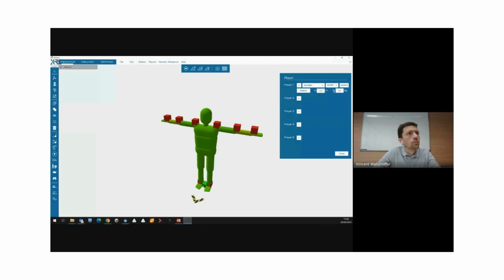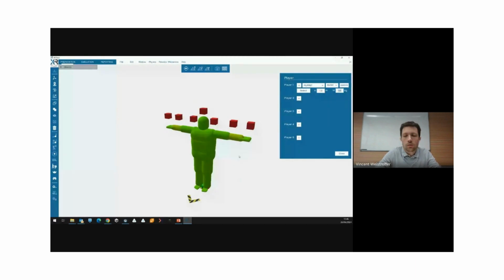We can give some different inputs for height and mass. So here I can define a mannequin whose height is 1.9 meters and 100 kilos. Then I can say that now it's 60 kilograms. I update my mannequin, and I will go back to 1.7 meters. Okay, let's do a simulation with this kind of mannequin.